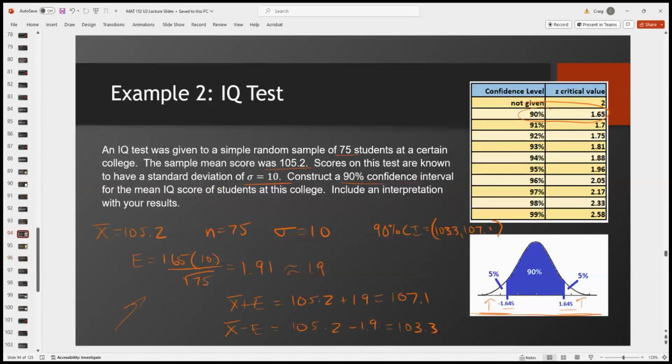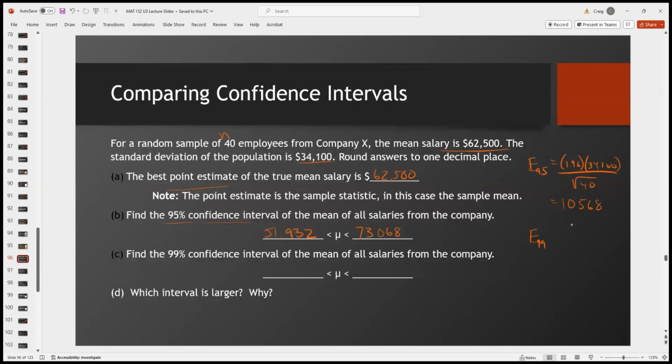We go and look at our table, that's going to be a critical value of 2.58. So 2.58 times again 34,100 divided by the square root of 40. We're just calculating the margin of error for a different confidence level. We get 13,911, we'll call it 10.5 out to 11.